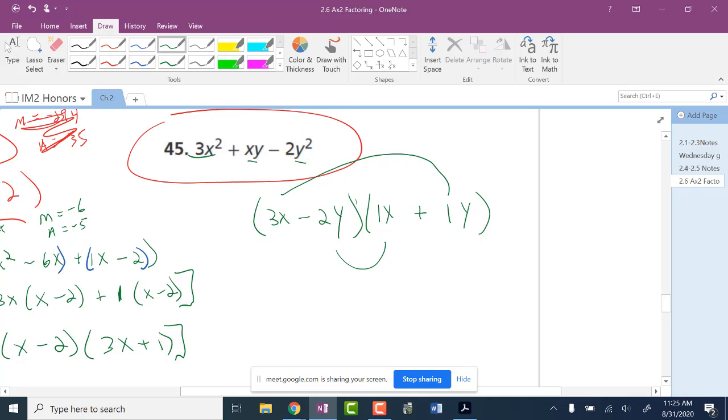3x times 1y is 3xy. And a negative 2y times 1x is negative 2xy. Oh, yeah. When I add those together, I do get a positive. Some people were putting switches. Just check real quick. Then you'll see that this would happen and say, oh, darn it, I just have to change the signs.